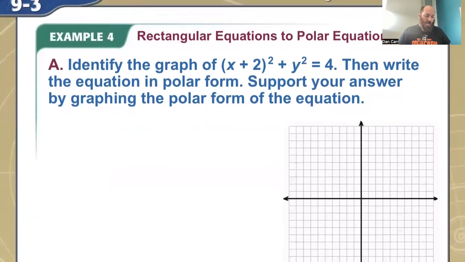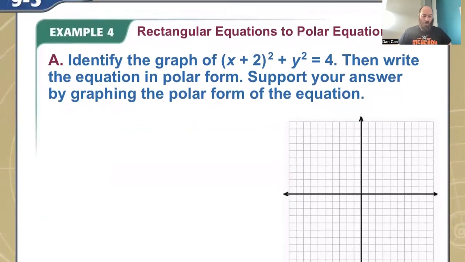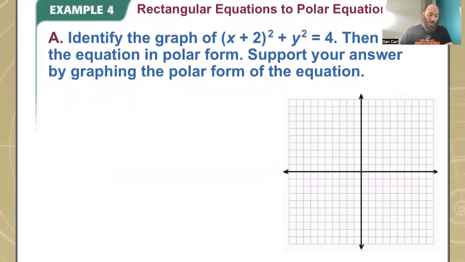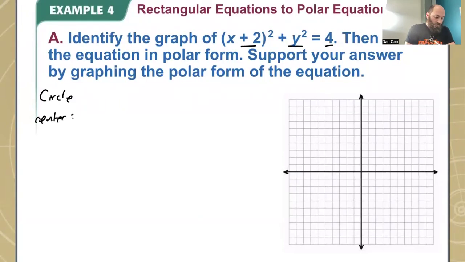So for our first one, we're going to identify the graph of (x + 2) squared plus y squared equals 4. Then write the equation in polar form and support your answer by graphing the polar form of the equation. So this is going to be a circle. We see that it's in that format there. It's got a center of (-2, 0). And because my r squared is equal to 4, that means my radius is equal to 2.